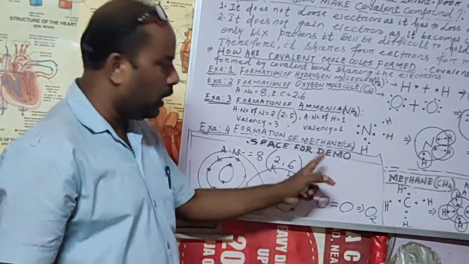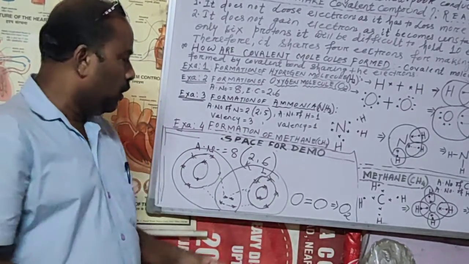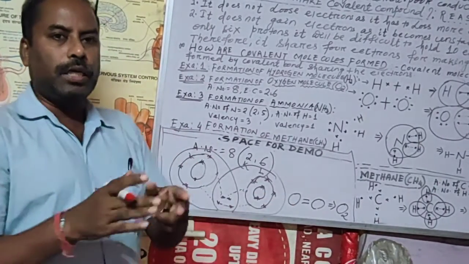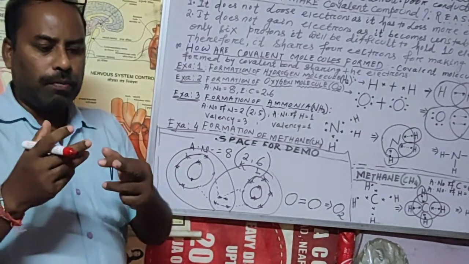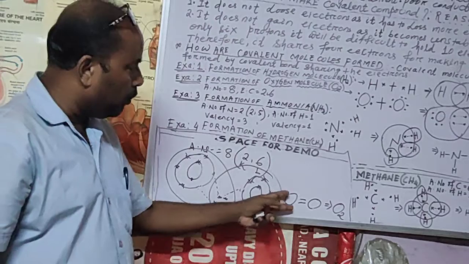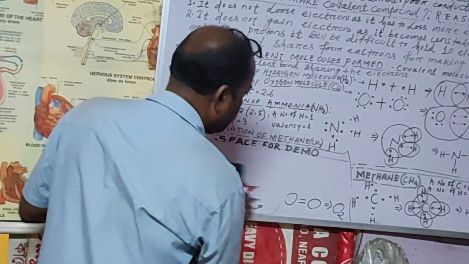In the hydrogen case it is a single bond. Why? Because hydrogen donates only 1 electron. Here it is a double bond. Why? Because oxygen donates 2 electrons. According to their valency, the number of electrons required, that number of bonds will be formed. So this is about oxygen, and it is over.